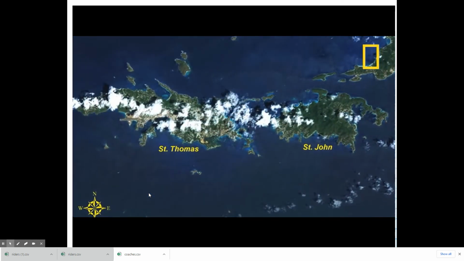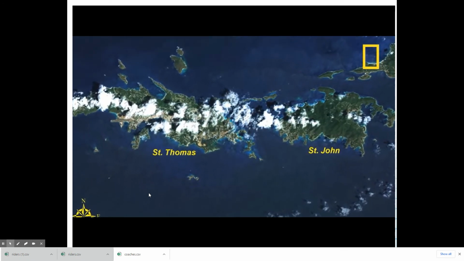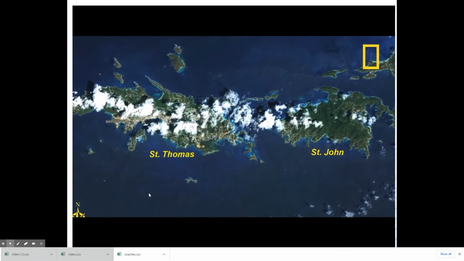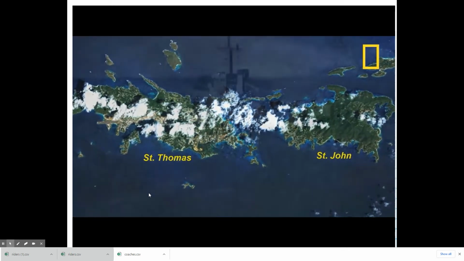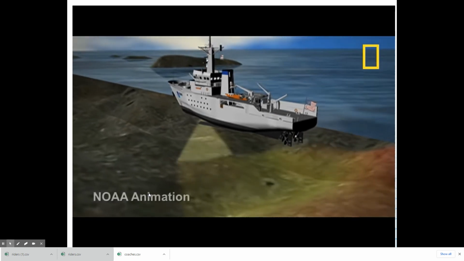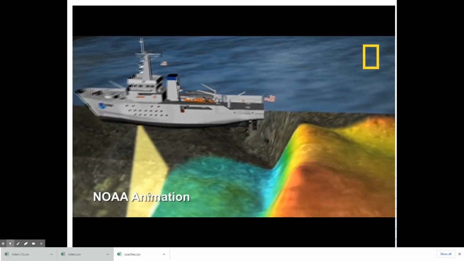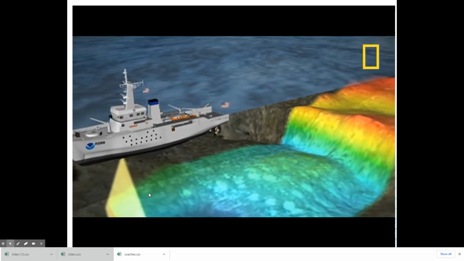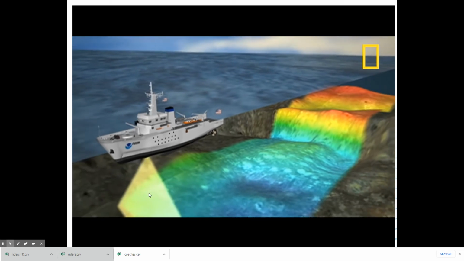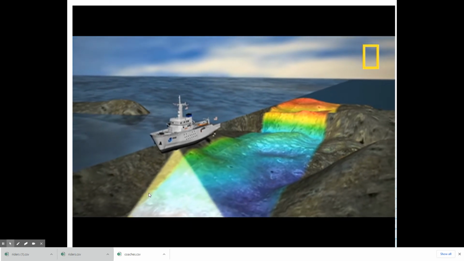The waters off the coast of St. Thomas and St. John have important habitat, including coral reefs. The waters have protected areas as well as areas where commercial fishing is allowed. Each year, the NOAA ship Nancy Foster zigzags through the water using sonar to scan the seabed. The ship emits more than 3,500 pings per second in a wide band, creating an image as if painting strips of data across the sea floor.